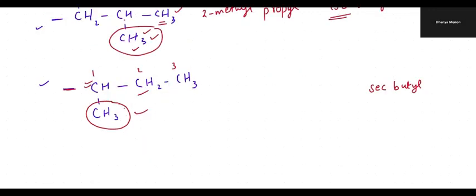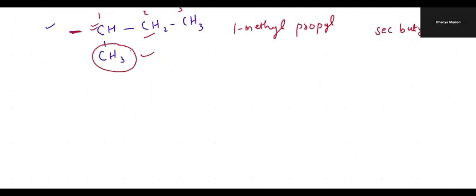If the carbon atom that is connected to the main chain has 2 surrounding carbon atoms, we call it secondary butyl. Okay, so we didn't do the IUPAC naming. IUPAC naming is 1-methyl propyl. So if it is 1-methyl propyl, it is a secondary butyl group. Now coming to another branching. You can memorize it like this also: 1-methyl propyl is called secondary butyl. Either way, whichever you find easier.